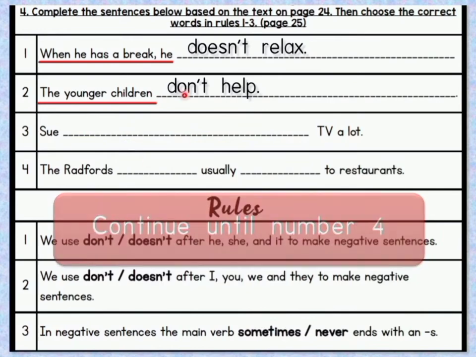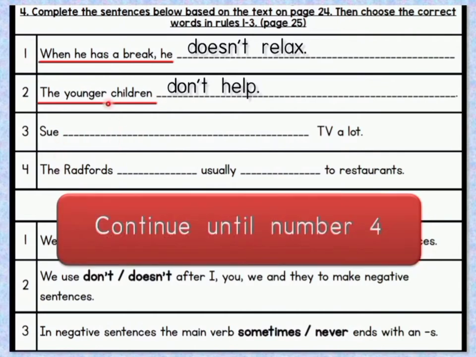Please continue part A until number 4. Remember, you have to read the sentence and then underline the keyword, find the keywords in the text, and lastly, fill in the spaces here.